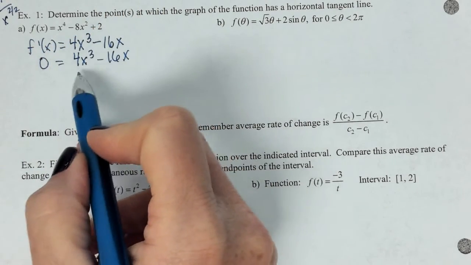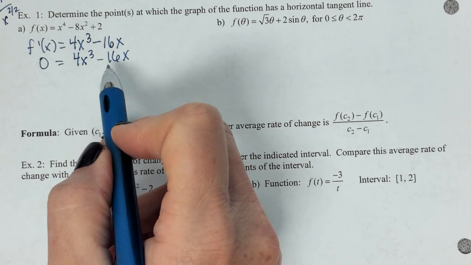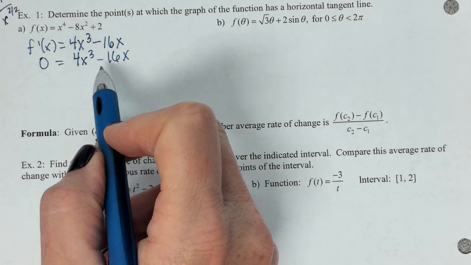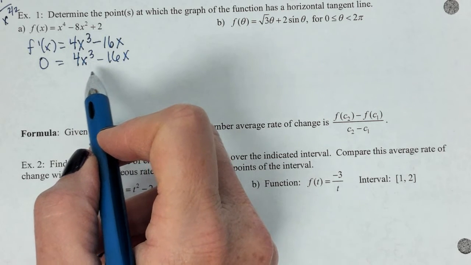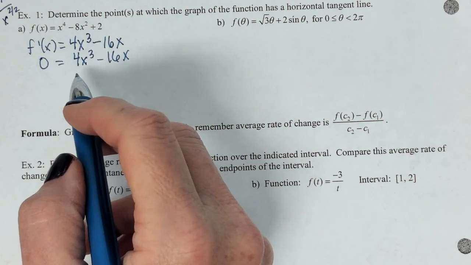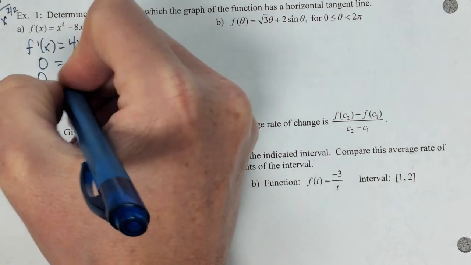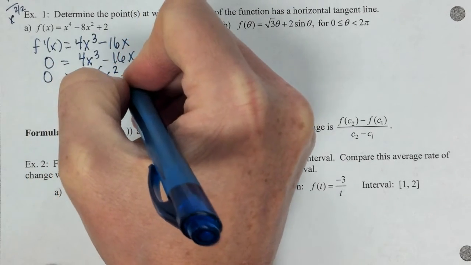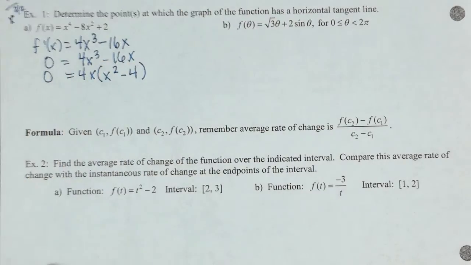So now we've got these two parts. And how are we now going to solve this? What would we need to do with this? Casey? Okay, we could also take a 4 out too, right? So let's go ahead and factor a 4x out. And when we do that, we're going to have x squared minus 4.